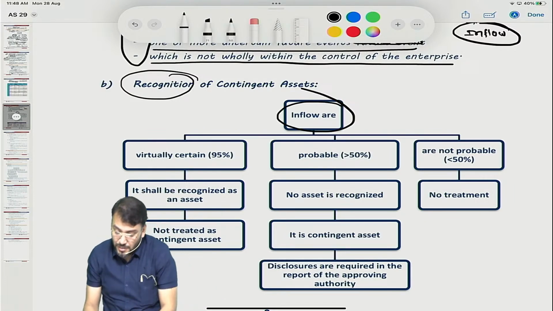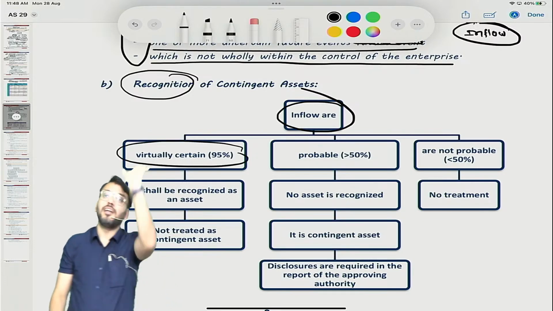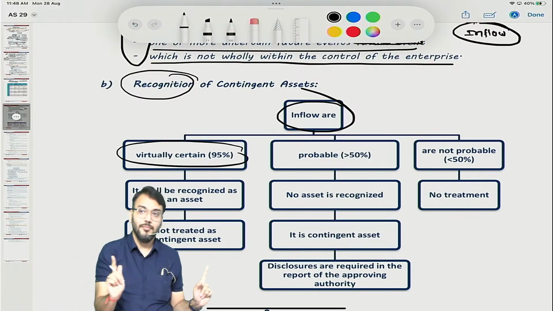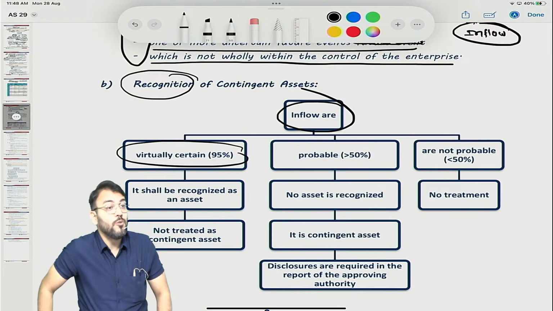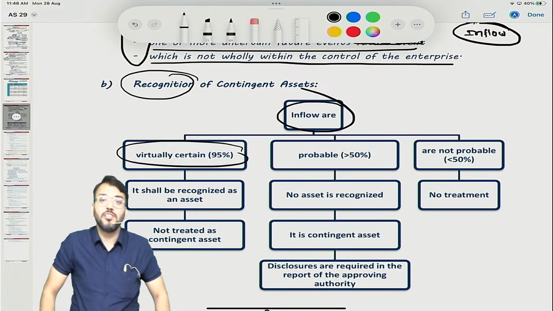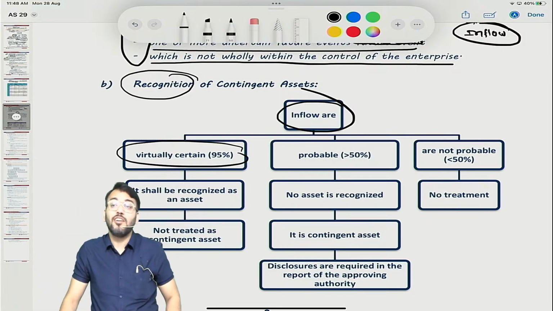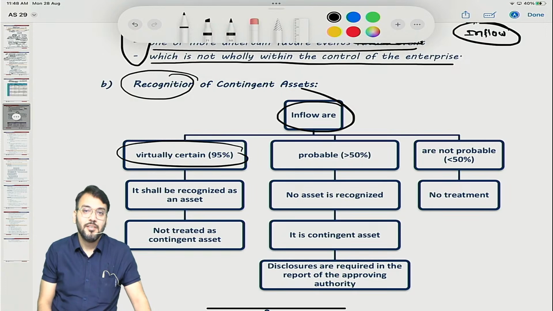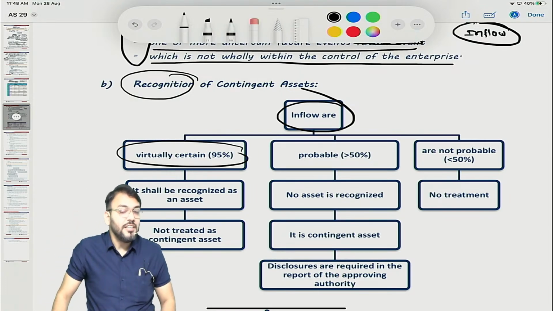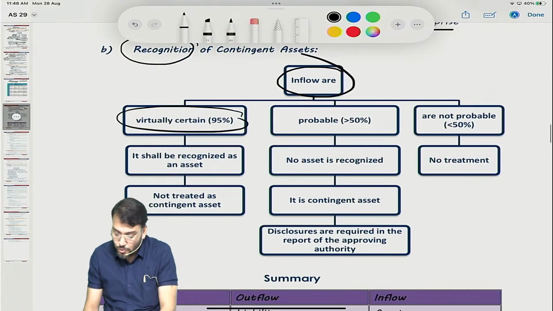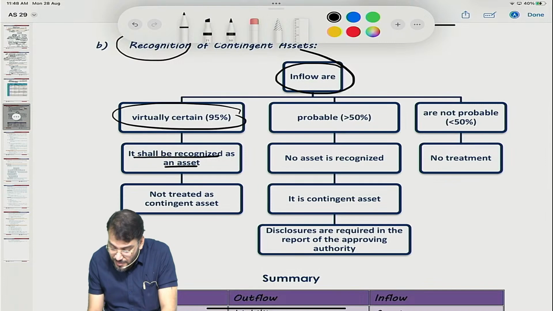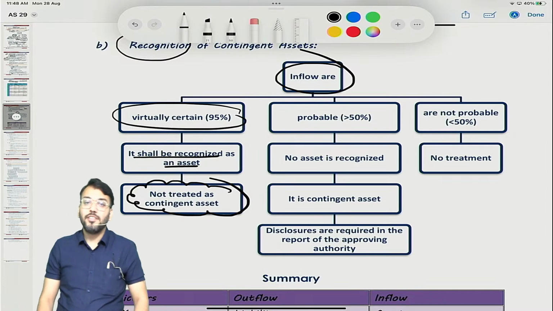So what they say: if it is virtually certain, chances are more than 95%, but not certain. Certain means 100%. So if inflows are virtually certain, it means chances are more than 95%. Then AS 29 says it is not a contingent asset, it is an asset, and you recognize that asset. It shall be recognized as an asset and is not treated as a contingent asset.